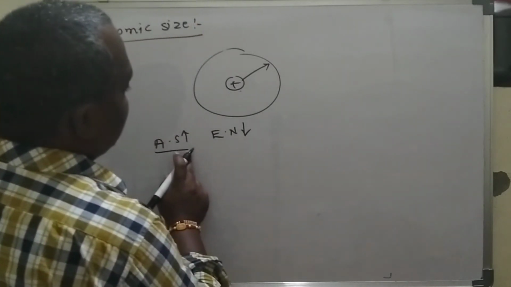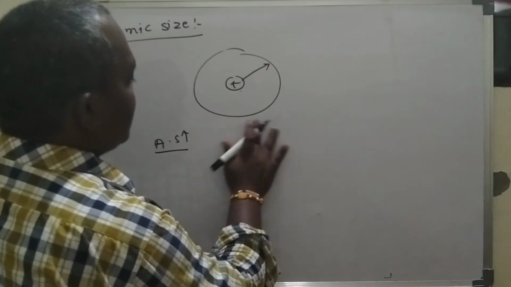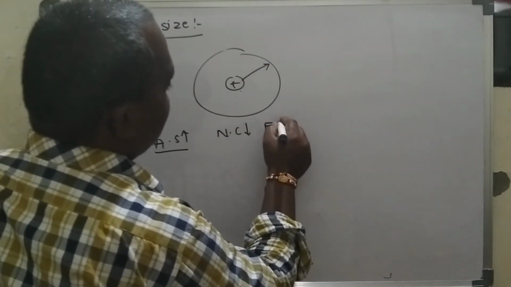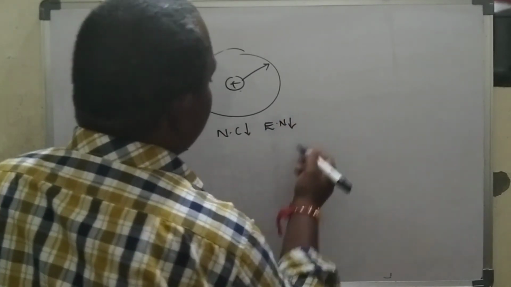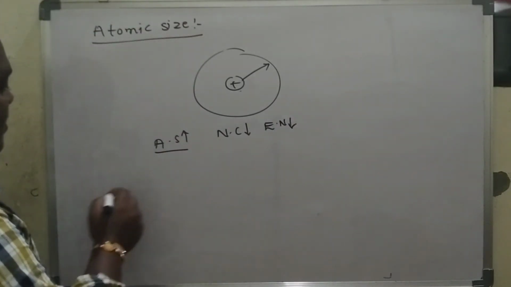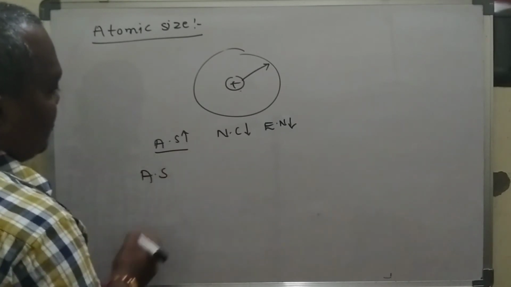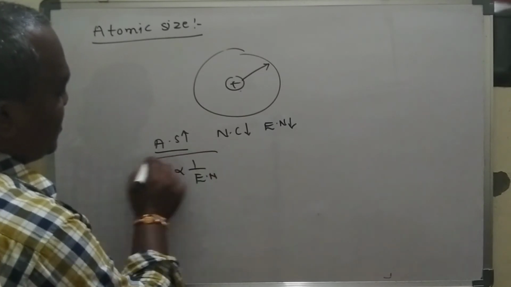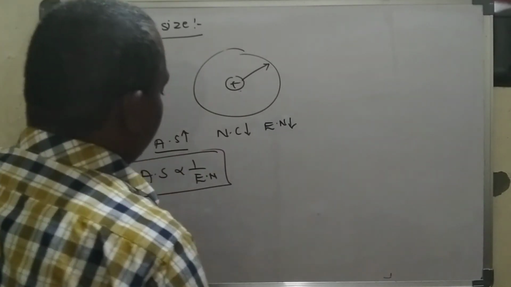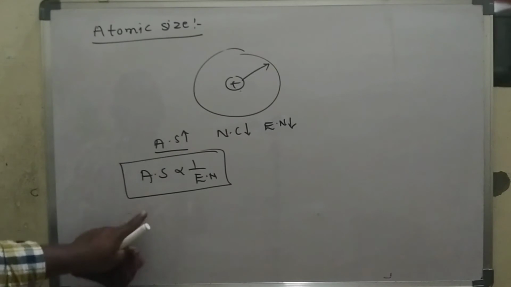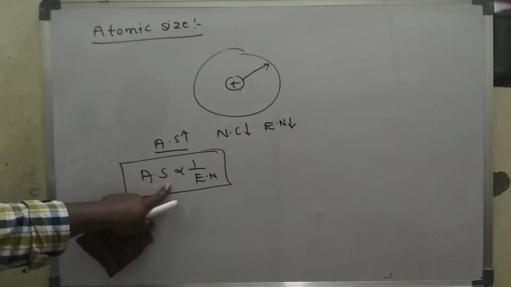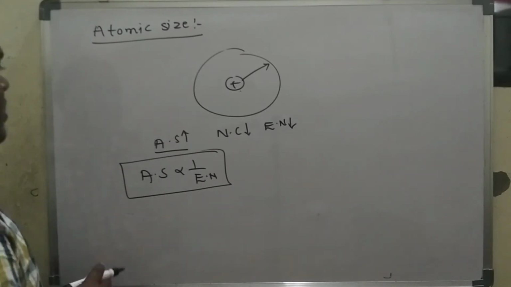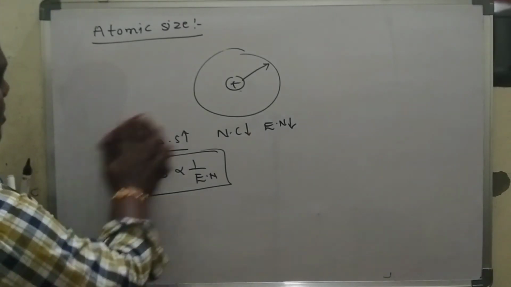More simply, if atomic size increases, the nuclear charge decreases. Finally, electronegativity also decreases. So finally we can say that atomic size is inversely proportional to electronegativity. As the atomic size increases, electronegativity decreases. Okay? Right. Next one is nuclear charge.